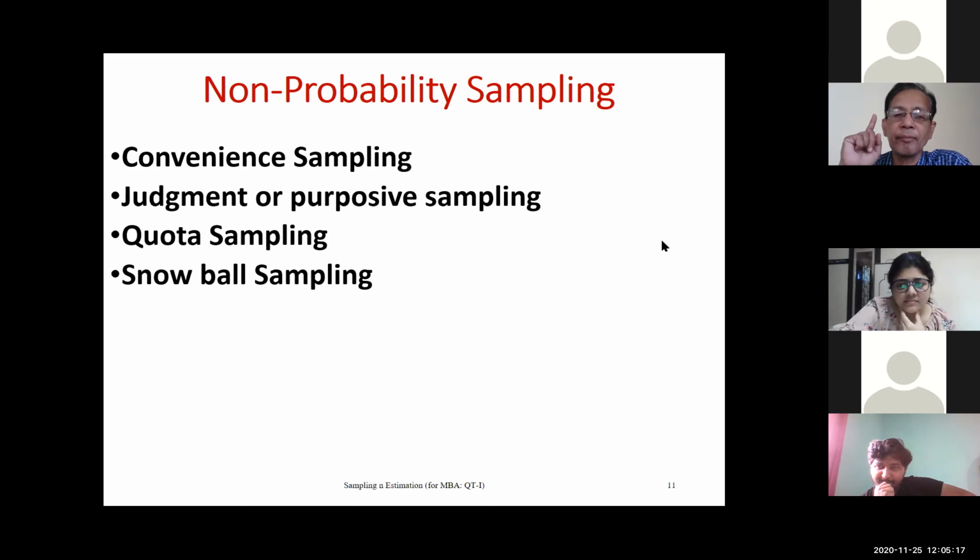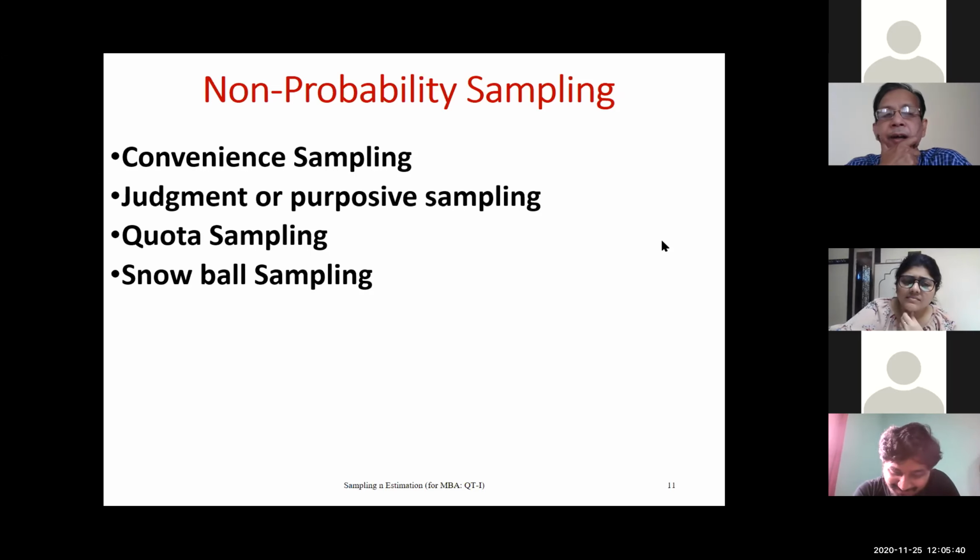Jatin, are you getting me? Yes, sir. So you will be selecting randomly, one lottery method, or convenient, like the girl next door. Asrit, could you follow what is the meaning of convenient sampling? Should it be judgment sampling or convenience sampling or quota sampling? Judgment sampling. So your taste, your preference, your liking.